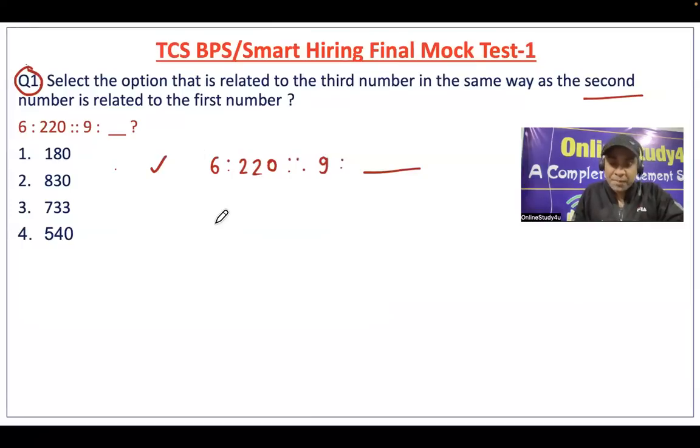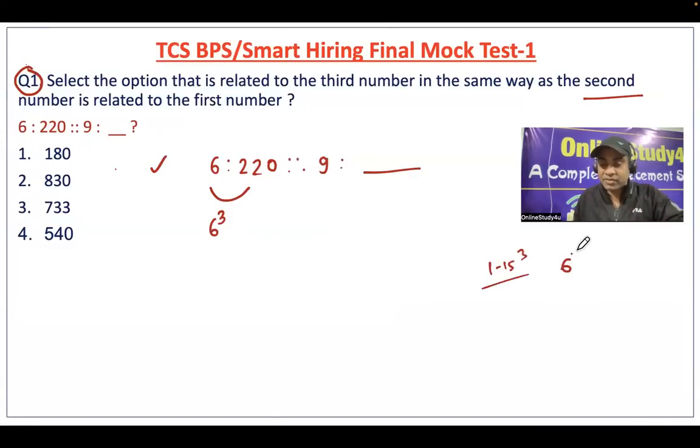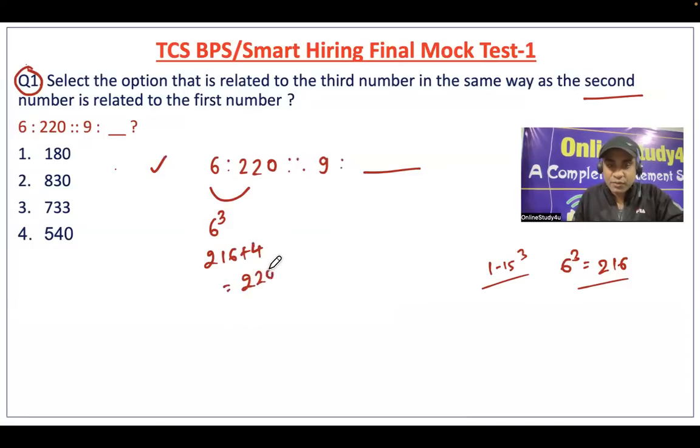Now friends, here the logic is, 6 cube. From 1 to 15 cubes you have to remember. So 6 cube is nothing but 216, and if you see, plus 4 is added, that is nothing but 220. Same thing here, what we have to do, 9 cube. So 9 cube will be nothing but, my dear friends, 729. And if you add 4 to it, why are we adding 4?